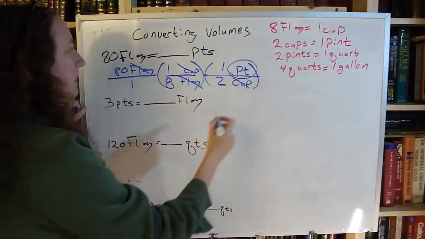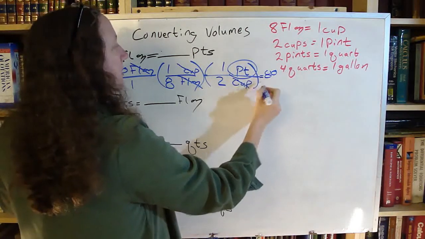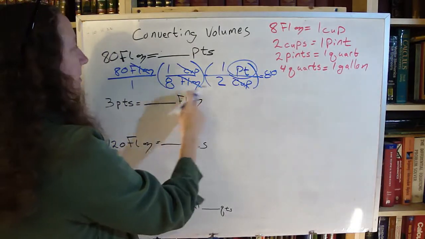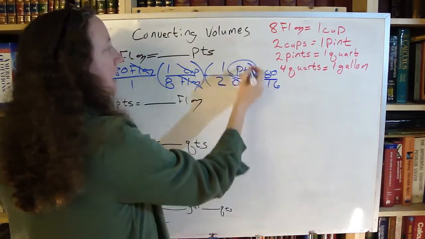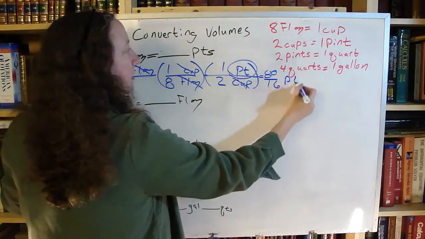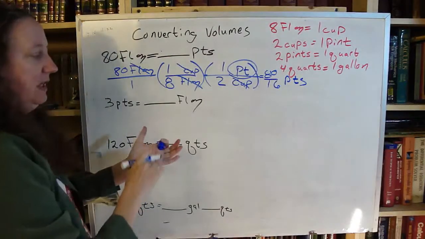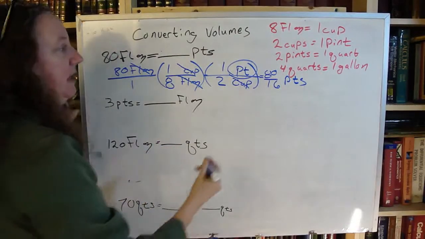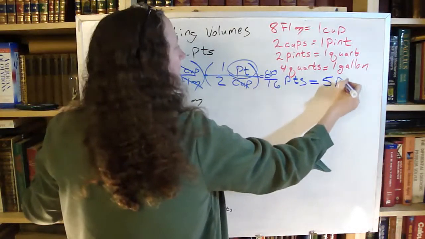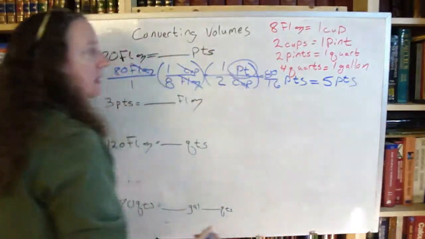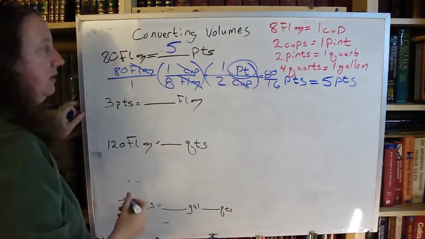Multiply my top: 80. Multiply my bottom: 16. And I have my pints. Do the 80 divide by 16. Grab my calculator, type it in. And I get 5. So my answer here is 5.